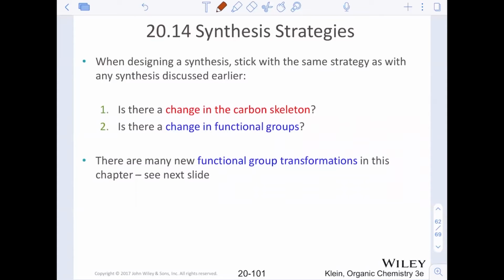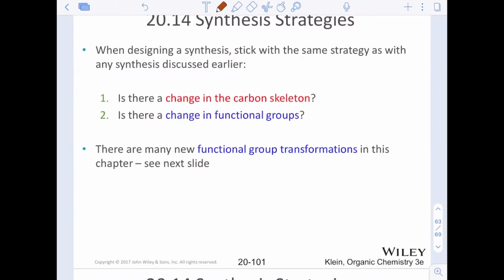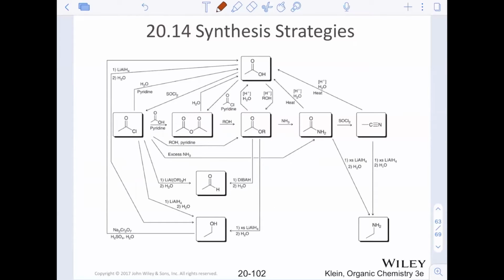All right, wrapping up this chapter with synthesis. Synthesis is, again, looking at the same type of strategies we've seen. Is there a change in the carbon skeleton? Is there a change in the functional group? There are many new functional groups in this chapter. This is where I would start.